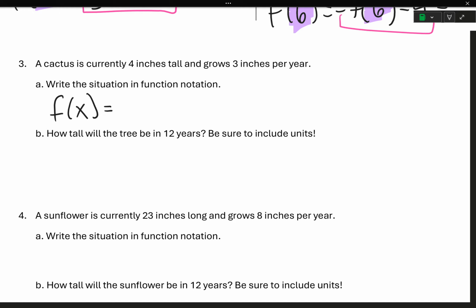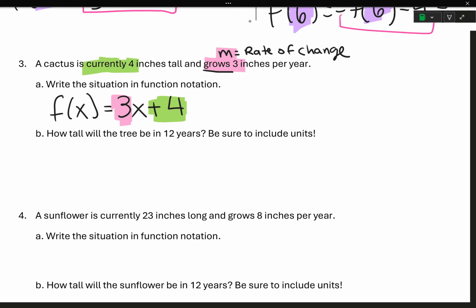Is the cactus currently being 4 inches tall or growing 3 inches? Which one is the change? It's the 3 inches. It's the word growing. This is our m, our rate of change. So 3x plus 4, because 4 is our b, beginning.